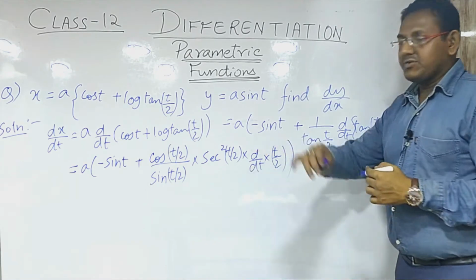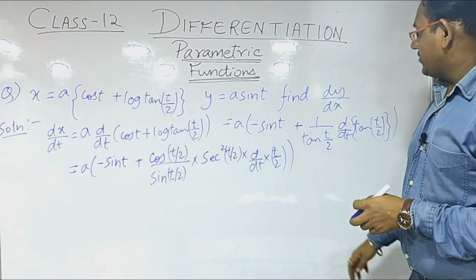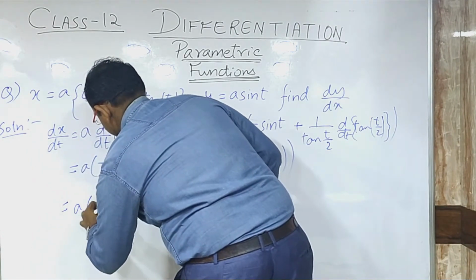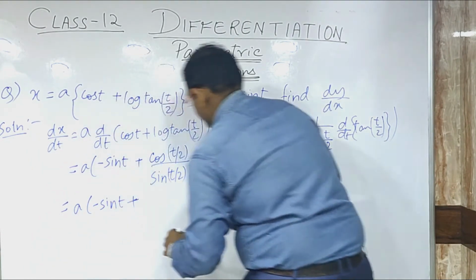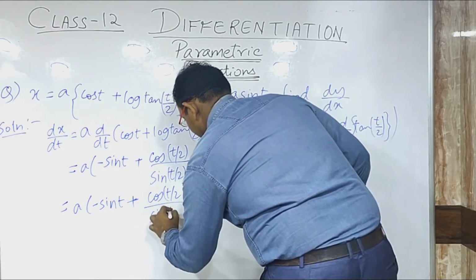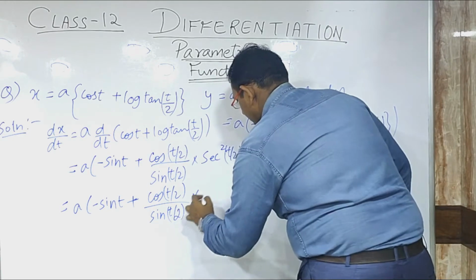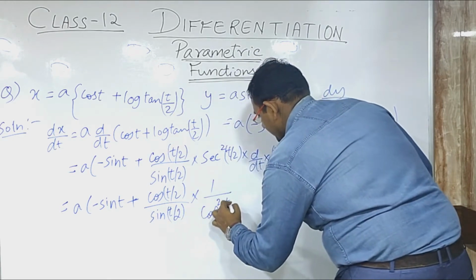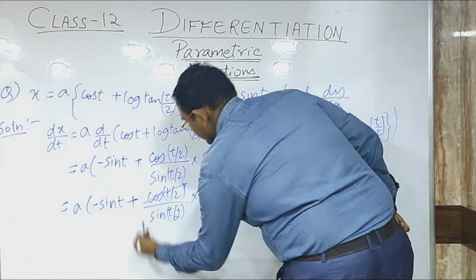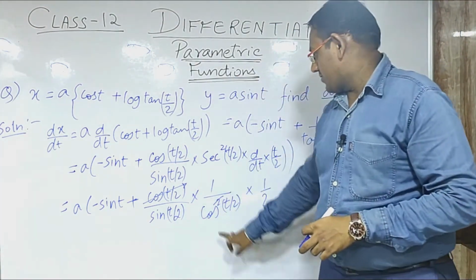So this is basically the chain rule we are applying. First differentiate log, then differentiate tan, and then differentiate t by 2. Now a times minus sin t will be as it is, with cos t by 2 and sin t by 2 in the denominator, then 1 by cos square t by 2, and this becomes half over here. Now these will cancel out, so in the denominator we get 2 sin t by 2 cos t by 2.